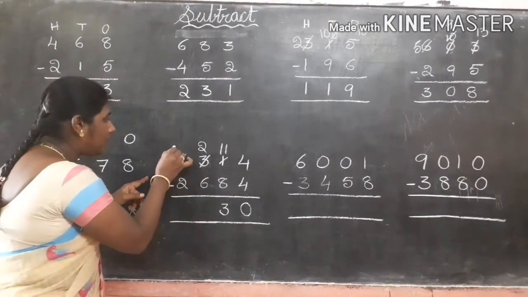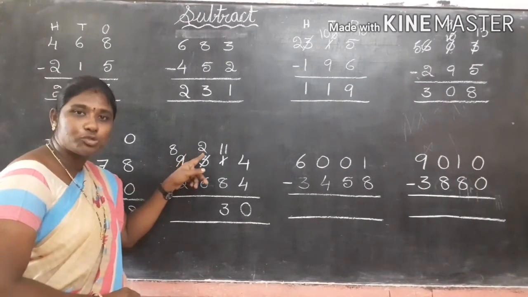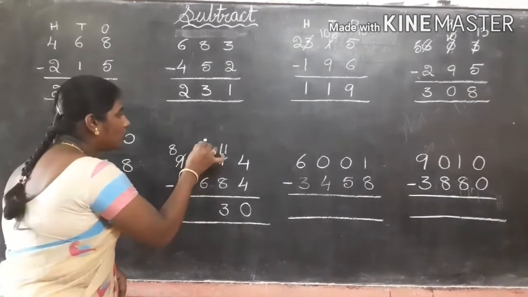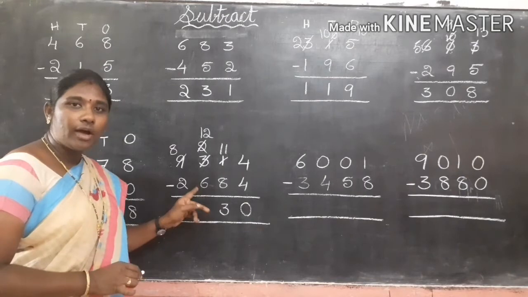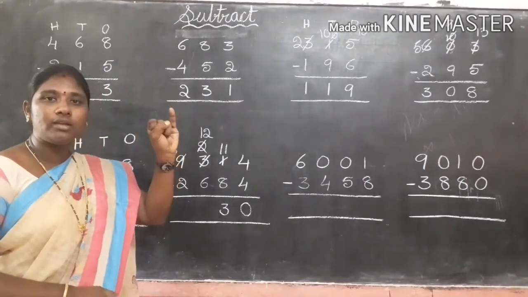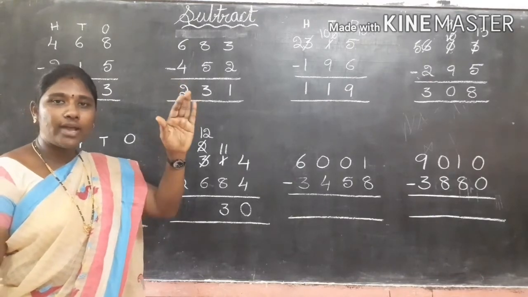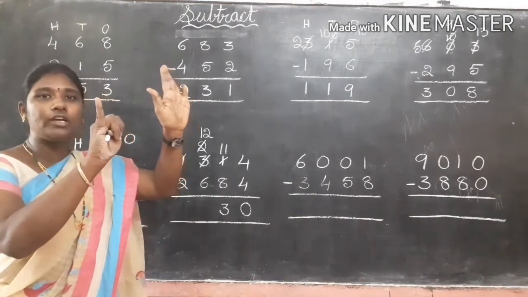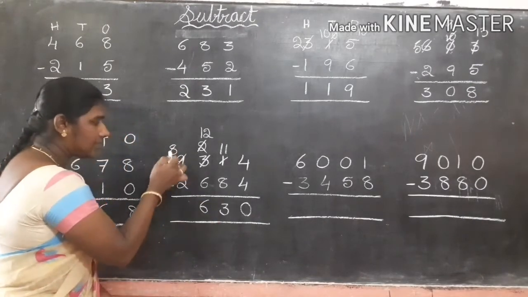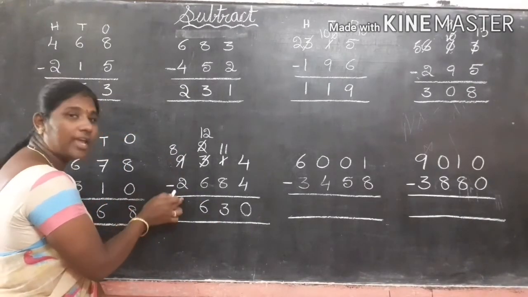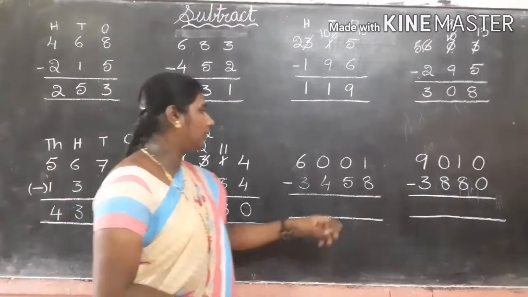So this 9 becomes 8. We have to write here 2. 10 plus 2, 12. Next here, 6 after. We have to count 6 after 7, 8, 9, 10, 11, 12. Total how many fingers are there? 6. So here 6. Next, this one you know is normal. 8 minus 2, 6. Okay, next one.